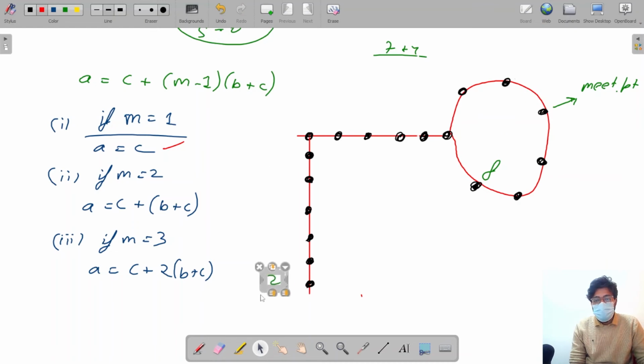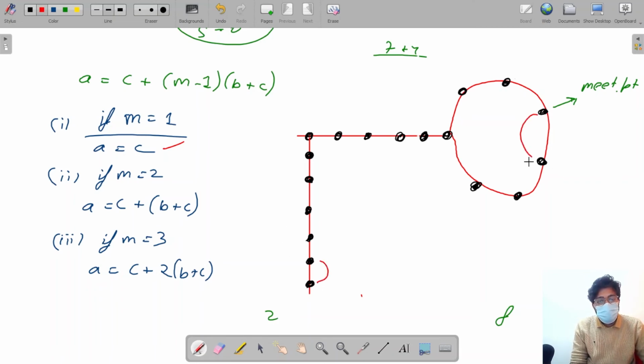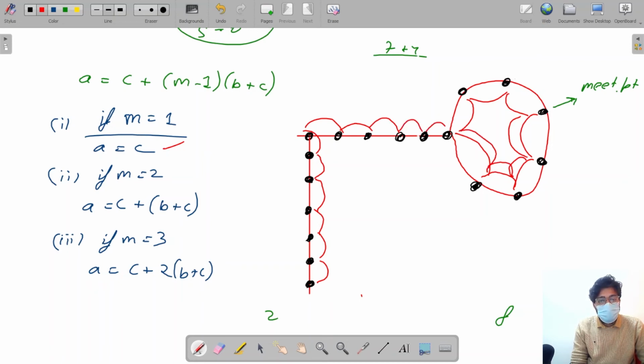Okay, it is having some problem, so remove it. So let's check this out. If this is the meeting point, just count. One, one, two, two, three, three, four, four, five, five, six, six, seven, seven, eight, eight, nine, nine, 10, 10, 11, and 11.